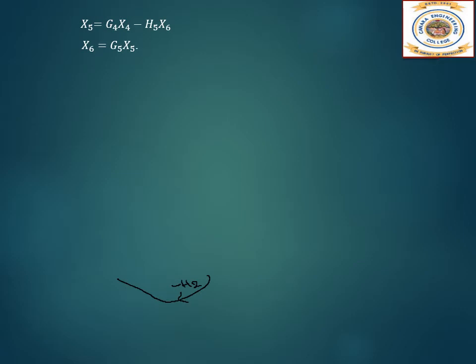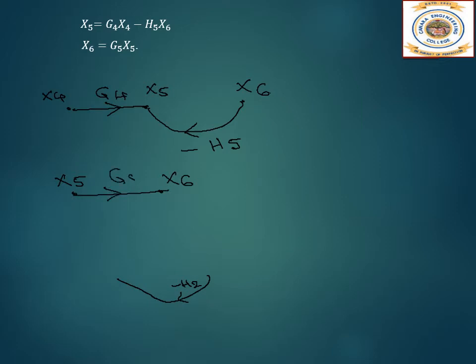Next, equations 4 and 5. Equation 4, x5 equals g4 x4 minus h5 x6. So here the straightforward path is g4, and minus h5 x6 is the feedback, so minus h5. The last one, x6 equals g5 x5. So this is x5, this is x6, this is g5. Now we are done with writing them individually.